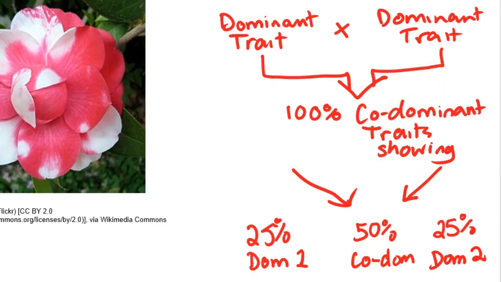Now, when you combine these again, you end up with the following effect. In your F1 generation, you will end up with 100% codominant traits showing. Now, if you then cross them again and get an F2 generation, you'll actually split the traits up in the offspring: 25% will be the first dominant trait, 50% will still be codominant, and 25% will be dominant of the second trait only. So this is the pattern that was found with what we call codominance.